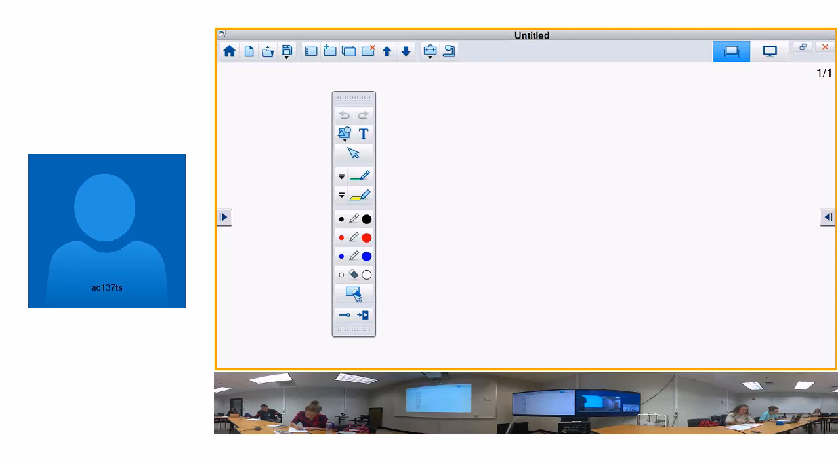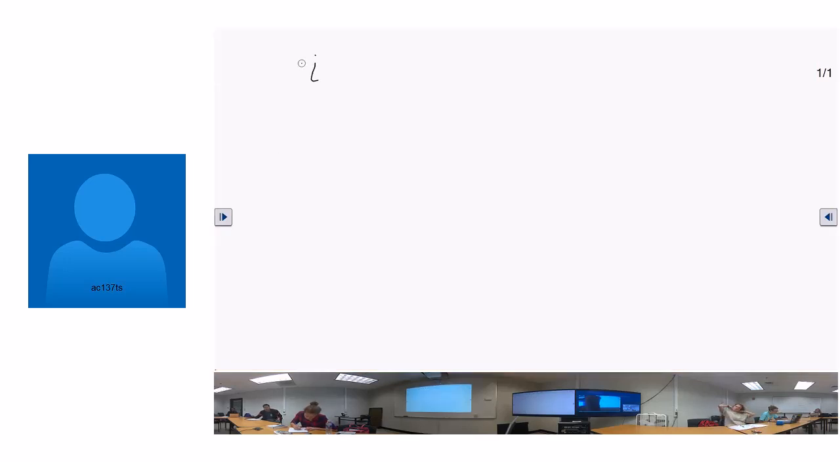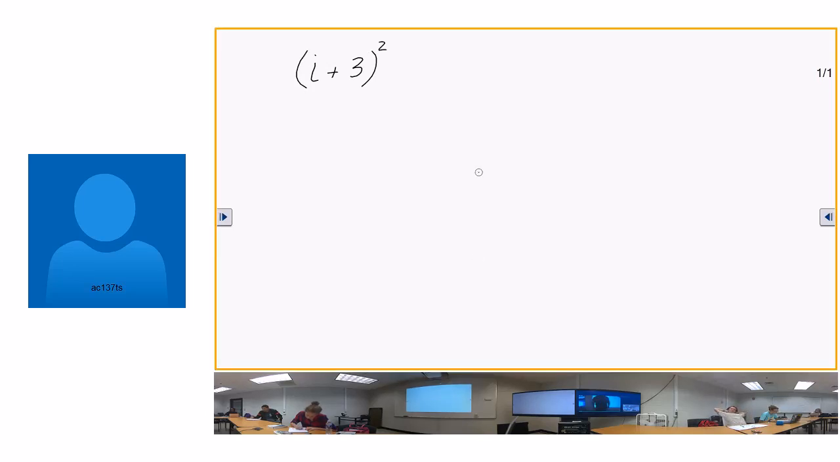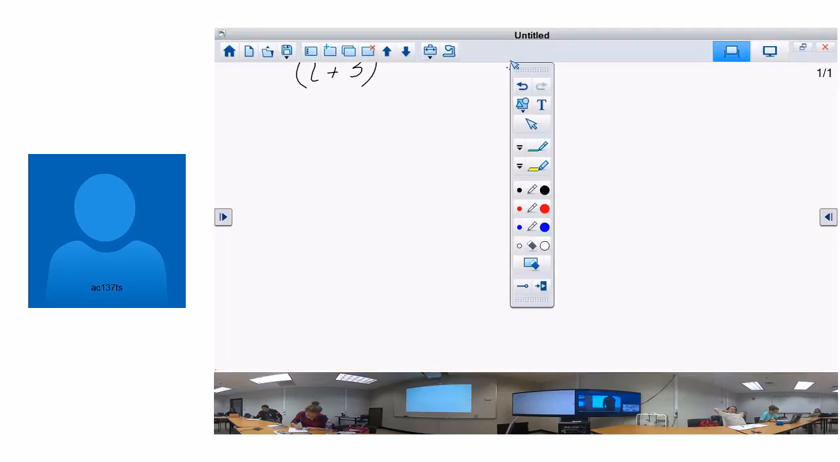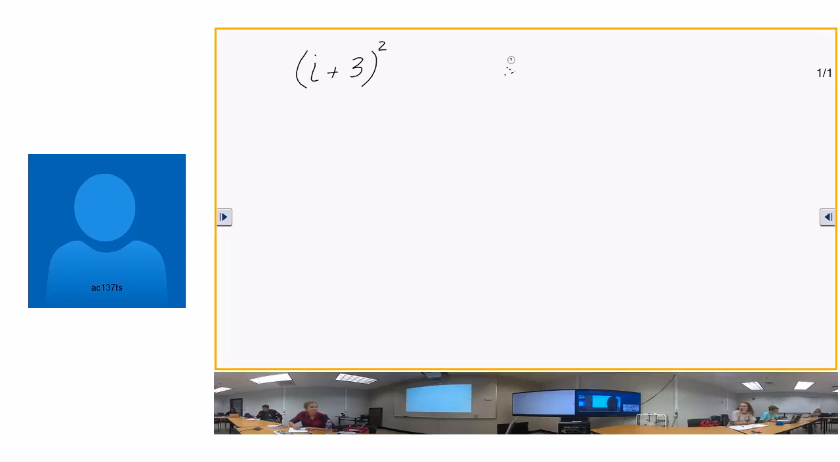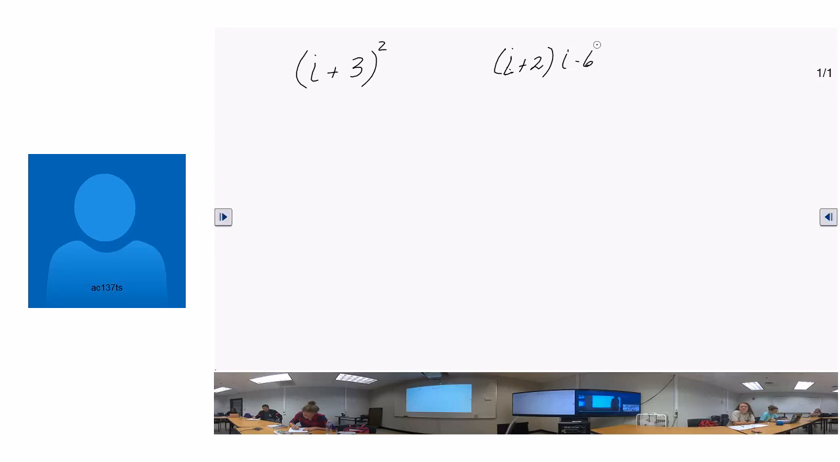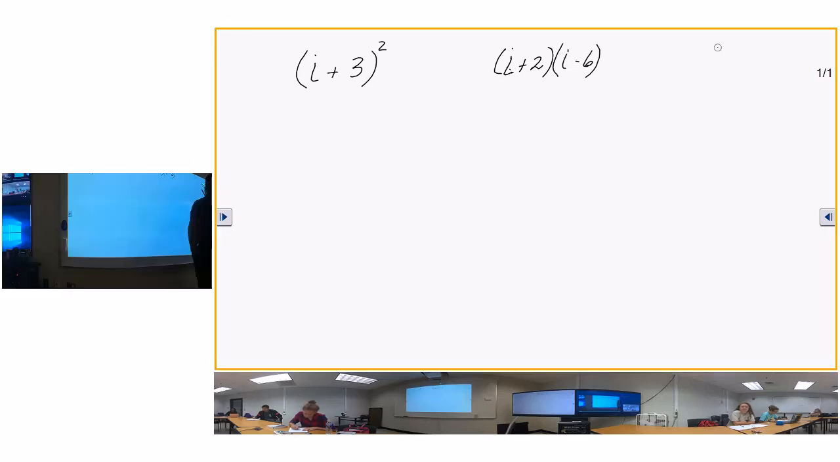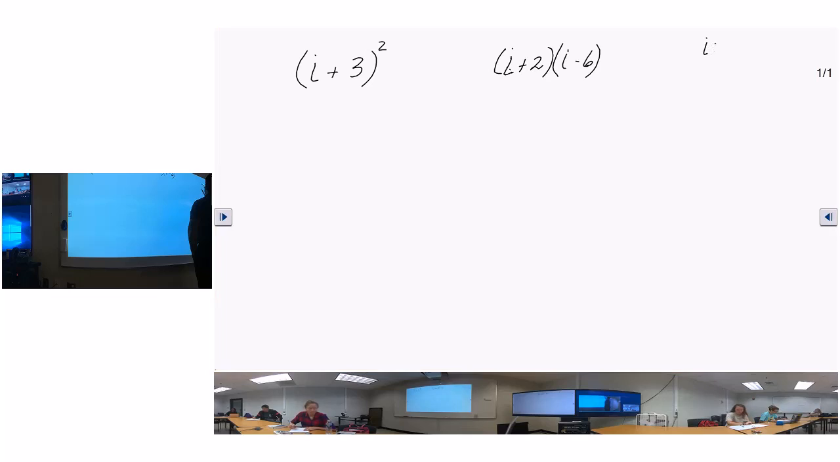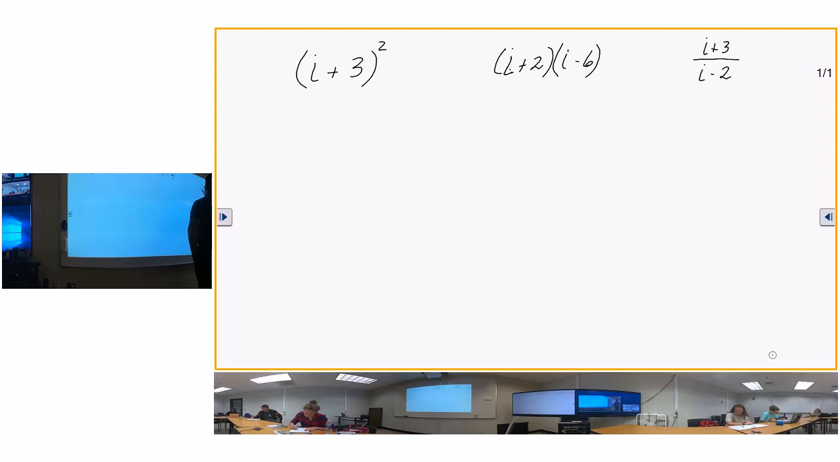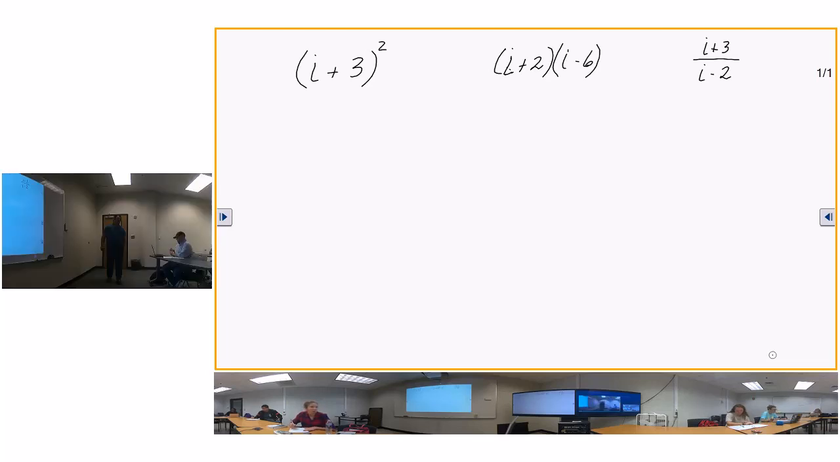i plus 3 quantity squared, or 3 type question. i plus 2 times i minus 6. And then i plus 3 over i minus 2. Now the first thing you do is use your algebra. The first one's shortcut number 1. So if you don't know your shortcuts, then that's another story.